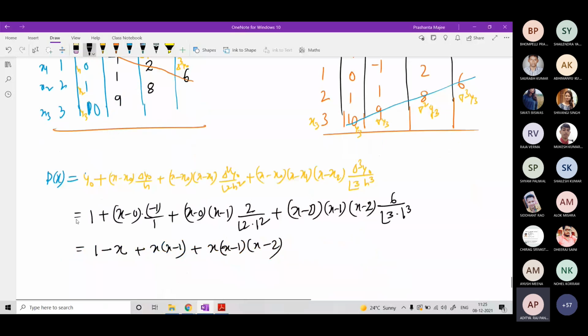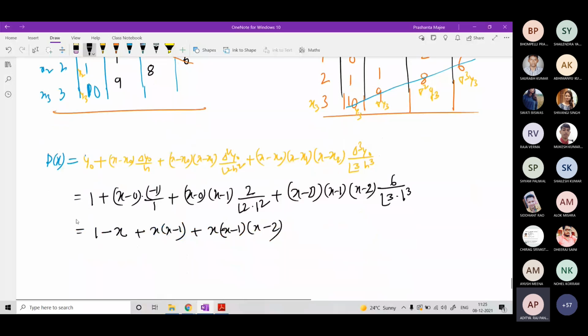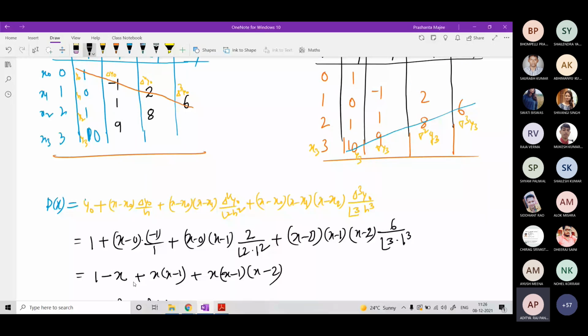Okay. This is the polynomial p of x using forward difference formula. So if you expand it and simplify, it will come to x cube minus 2x square plus 1. This is the third degree polynomial passing through the 4 data points. Now if you want the value at x equals 0.5, put x equals 0.5 in this polynomial. Suppose you need the output value at x equals 2.3, put x equals 2.3 in this polynomial.